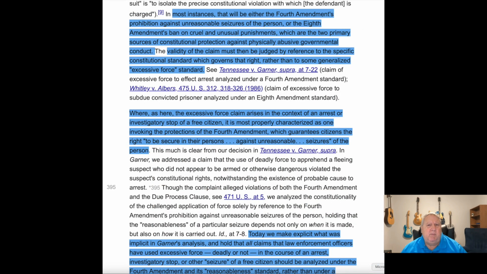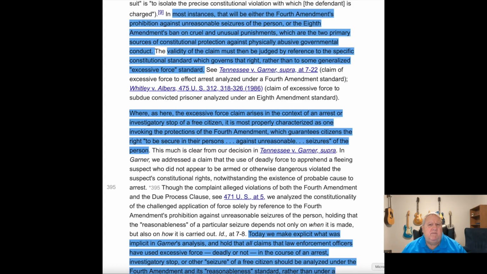In most cases, that will be either the Fourth Amendment's prohibition against unreasonable seizures of the person or the Eighth Amendment's ban on cruel and unusual punishments, which are the two primary sources of constitutional protection against physically abusive governmental conduct. The validity of the claim must then be judged by reference to the specific constitutional standard which governs that right, rather than to some generalized excessive force standard. See Garner, excessive force to effect arrest analyzed under Fourth Amendment standard, and Whitley v. Albers, claim of excessive force to subdue prisoner analyzed under Eighth Amendment standard.